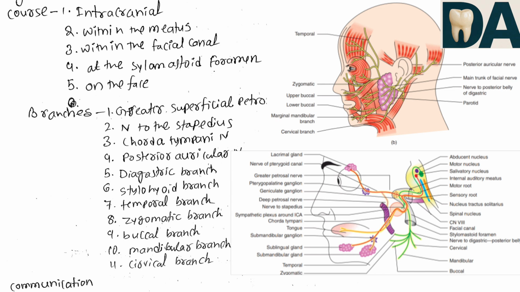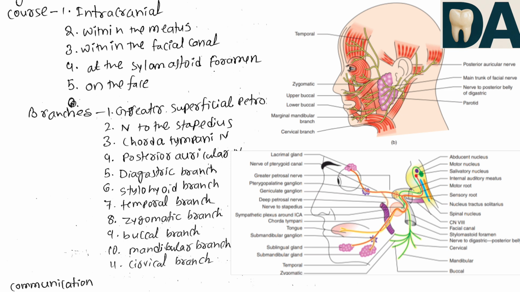At last, on the face, the five branches temporal, zygomatic, buccal, mandibular, and cervical nerves are given off by the facial nerve on the face, and these supply the muscles of facial expression. Now go to the branches of the facial nerve.